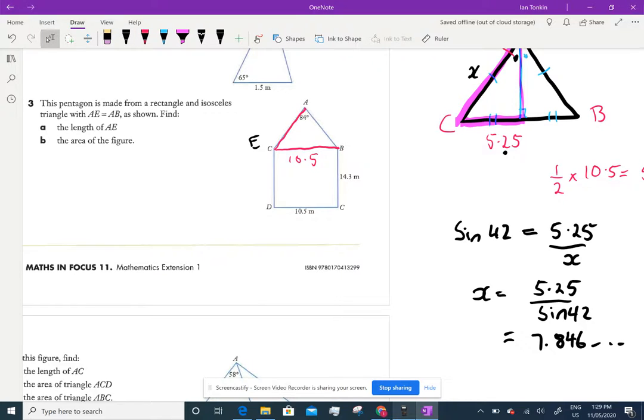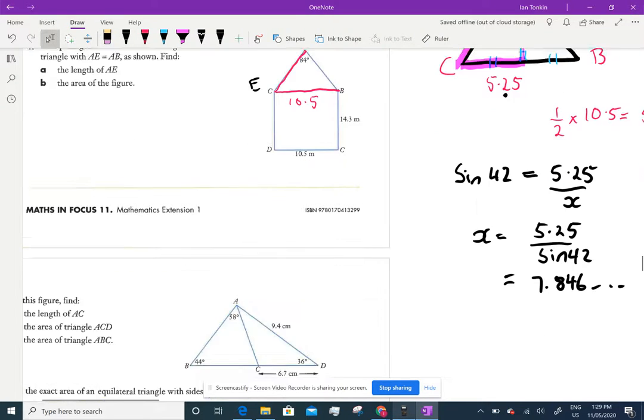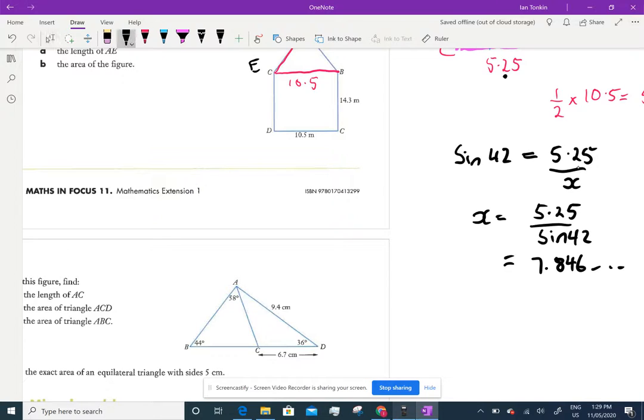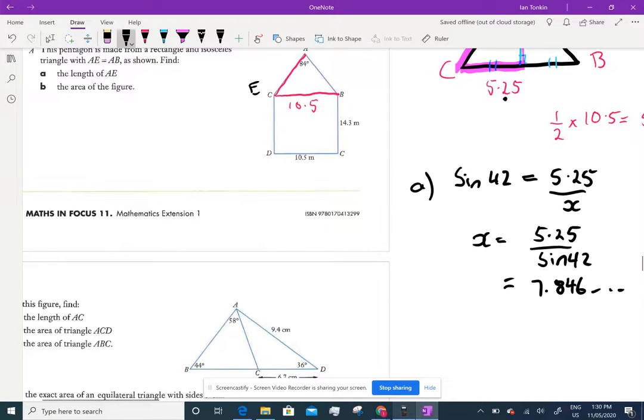Now, to calculate the area of the figure, that's part A. I better check that we got that right. 7.8, yep, so we're right. Now I'm not going to round that because if I round that, I'll get compound rounding for the next bit. So the area equals the area of the square or the rectangle plus the area of the triangle.